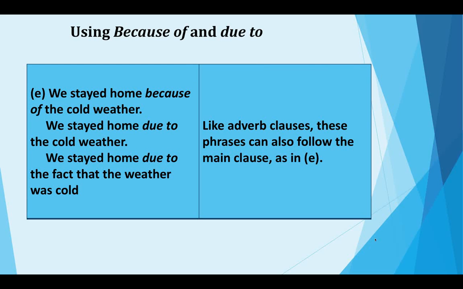Using because of and due to. We stayed home because of the cold weather. We stayed home due to the cold weather. We stayed home due to the fact that the weather was cold. Like adverb clauses, these phrases can also follow the main clause.